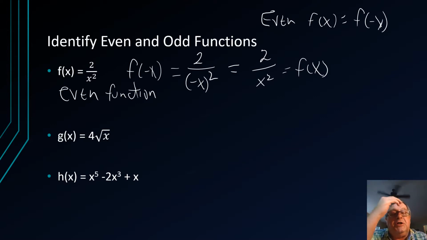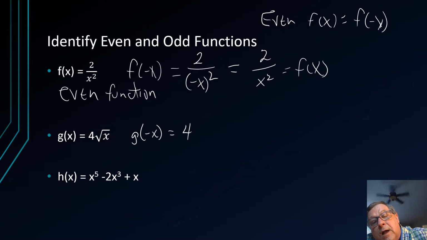All right, let's look at this. g of x is equal to 4 times the square root of x. Well, let's see, what would happen if we've got g of negative x? Well, that would then be 4 times the square root of negative x, but we can't take the square root of negative x. That would violate one of our 2 cardinal rules.